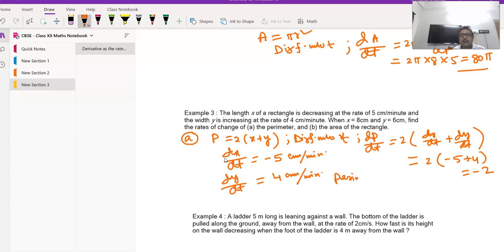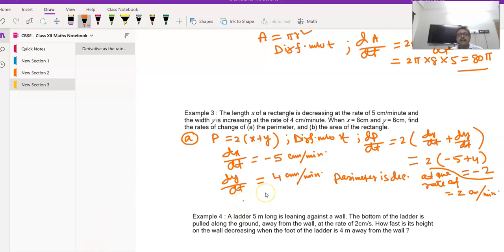So the perimeter is decreasing at the rate of this thing. Okay, or you can ignore the negative sign. If you are saying decreasing, no need to put the negative sign. You just write it is decreasing at the rate of 2 centimeter per minute. Okay, so all of you understand.